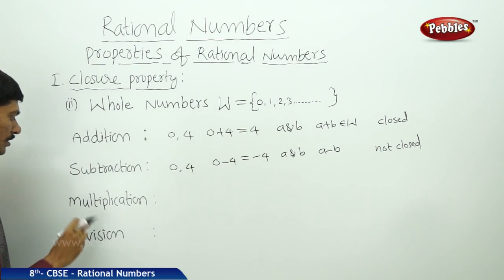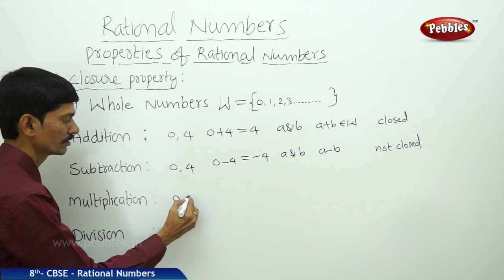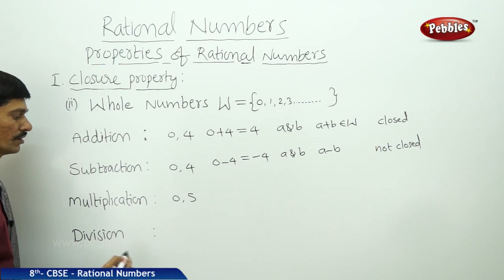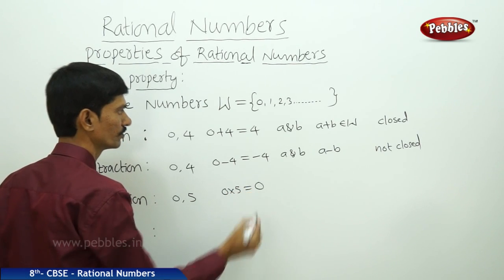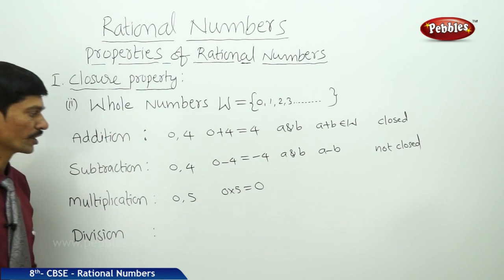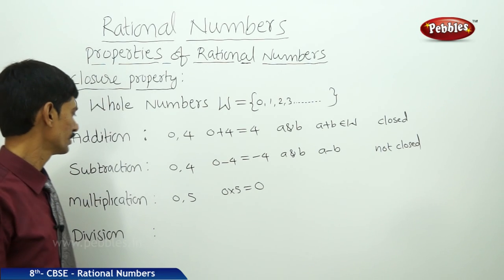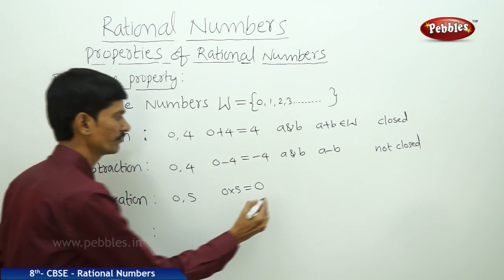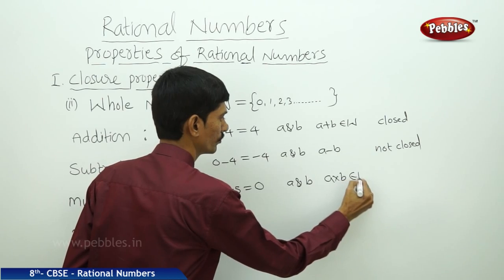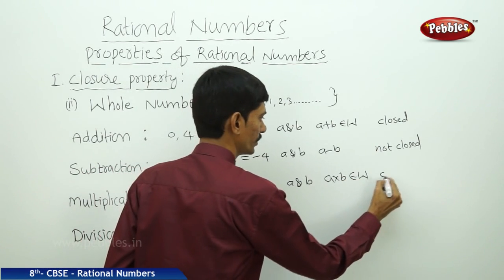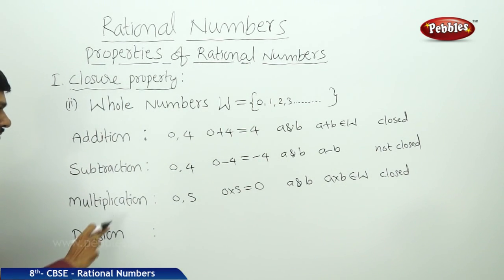Now let us check the same property under multiplication. Like 0 and 5 are any two whole numbers. Now what is their product? 0 into 5 equals 0. 0 is also a whole number. The product of any two whole numbers is again a whole number. So closure property is satisfied under multiplication. If A and B are any two whole numbers, then their product A into B is also a whole number. So whole numbers are closed under multiplication.